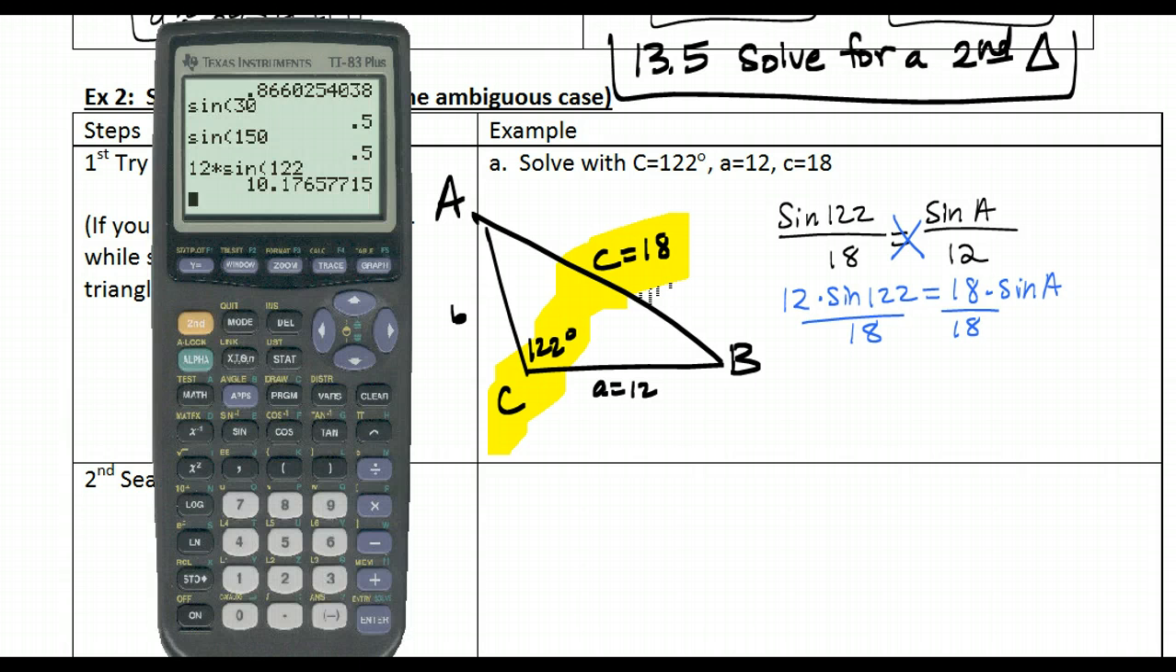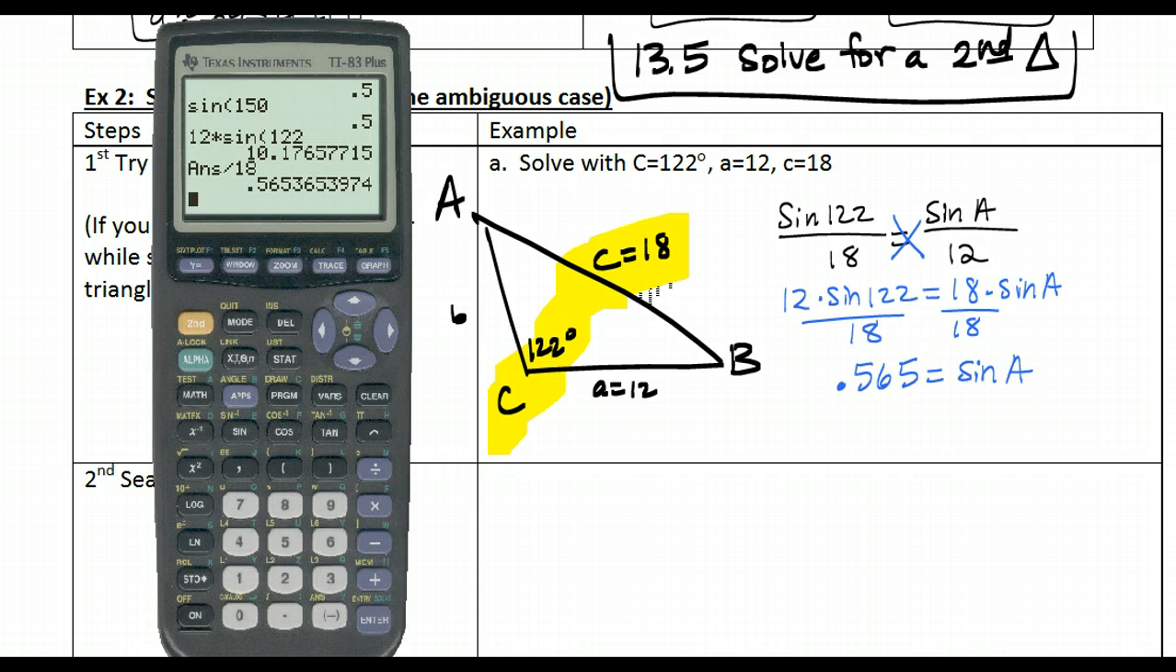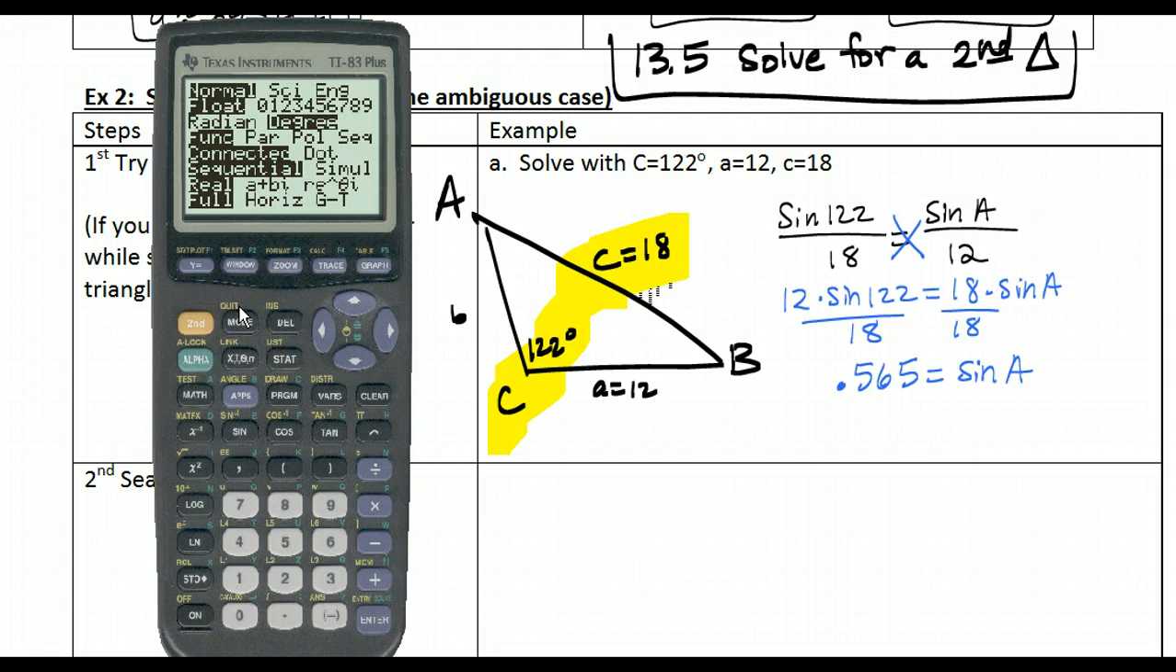So in my calculator, I already have 12 times sine of 122 typed up. Now I just need to divide by 18. And I get 0.565. Let me just pause and make sure I am in degree mode. Because I was given the angle in degrees, I am in degree mode, so I'm good to go.